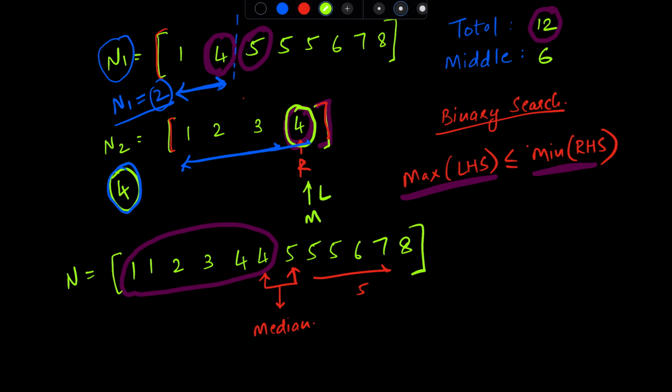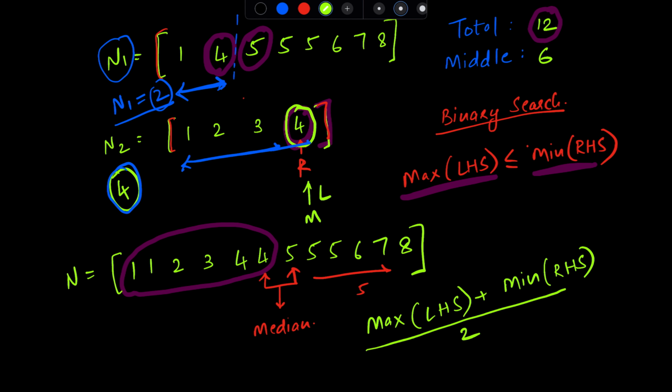Because we have a total of even numbers between the two arrays, we need to calculate the average of the centermost numbers. And to get those two numbers, we'll use this formula, which is max of LHS between N1 and N2 plus min of RHS between N1 and N2, divided by 2.